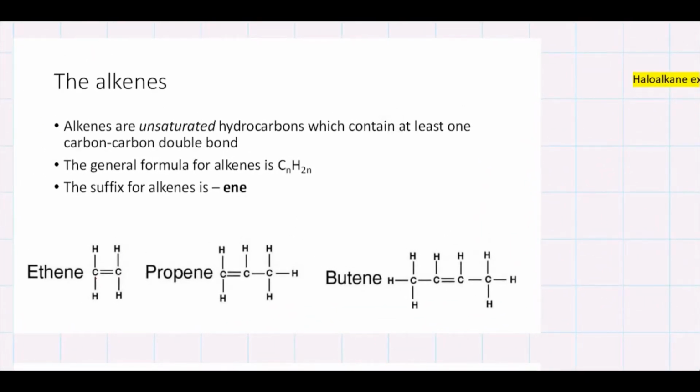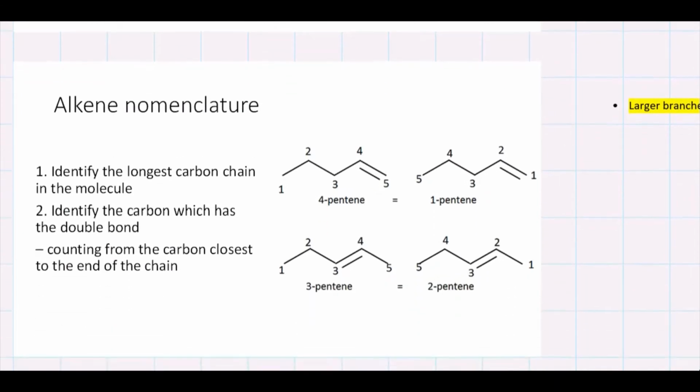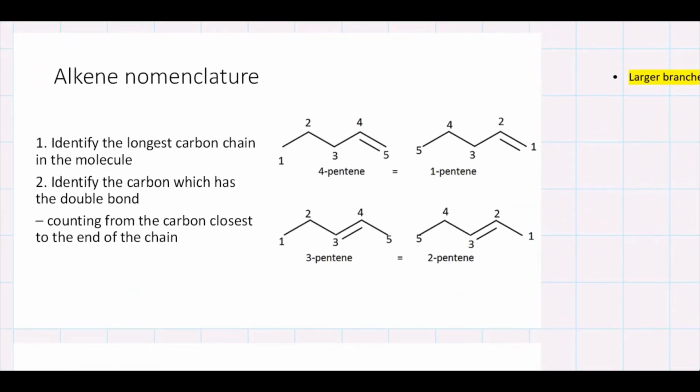And the suffix for alkenes is ene. So we have ethene for those two carbons, propene for 3 carbons, butene for 4 carbons in that molecule. So alkene nomenclature, our job is to still identify the longest carbon chain in the molecule. We then have to identify the carbon which has the double bond. So the carbon that the double bond starts on. We count from the carbon closest to the end of the chain.